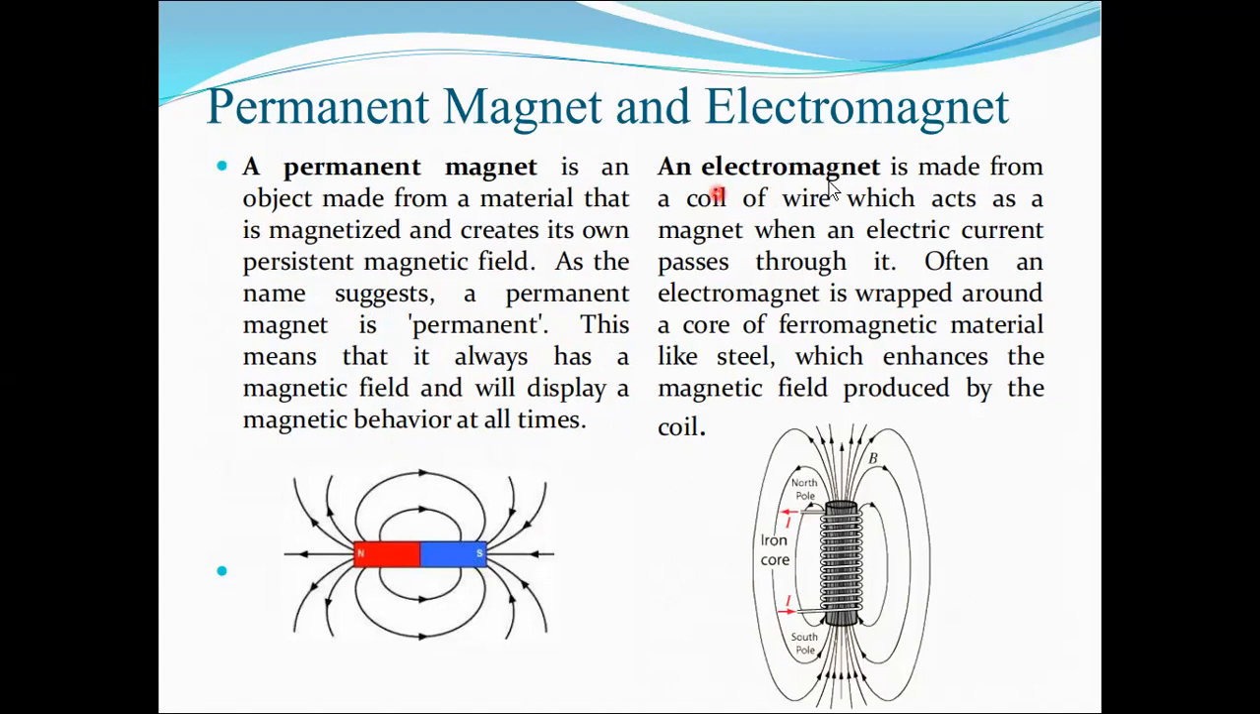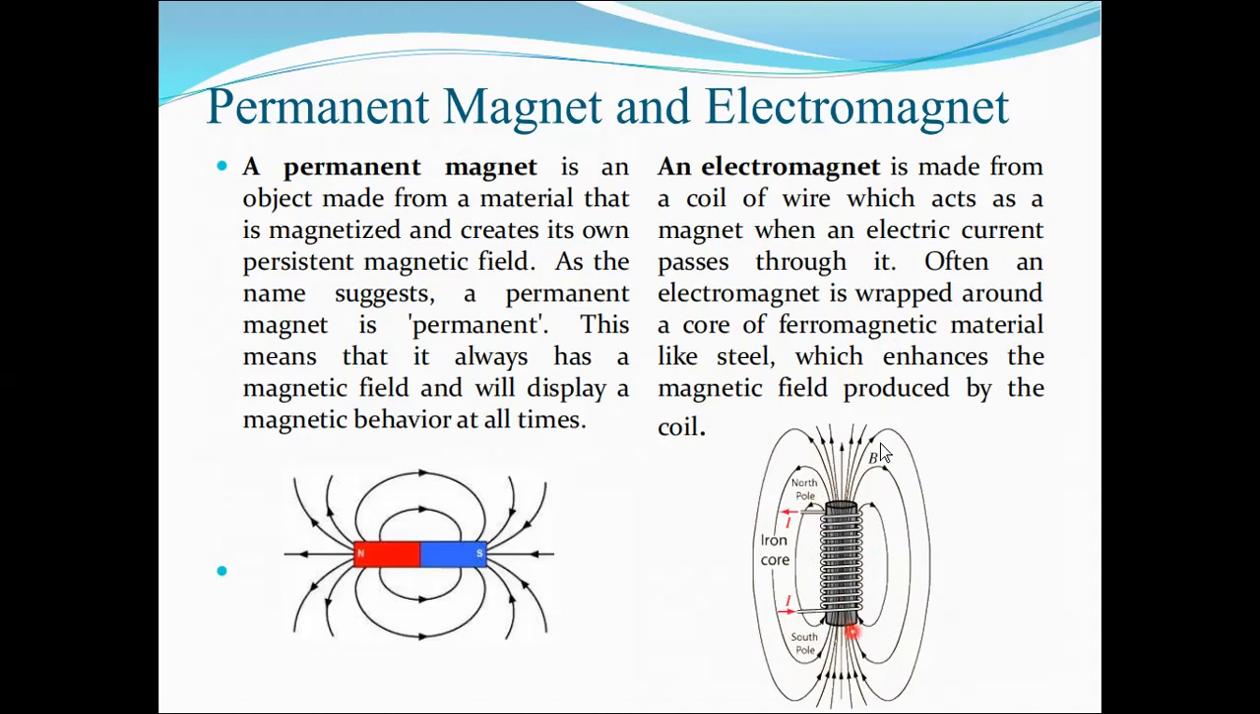On the other hand, an electromagnet is made from a coil of wire, which acts as a magnet when an electric current passes through it. Often an electromagnet is wrapped around a core of ferromagnetic materials like steel, iron, etc., which enhances the magnetic field produced by the coil. That means this is a solenoid, this is the south pole, this is the north pole, and this is the iron core. So the magnetic lines of force come out from the north pole and enter into the south pole.